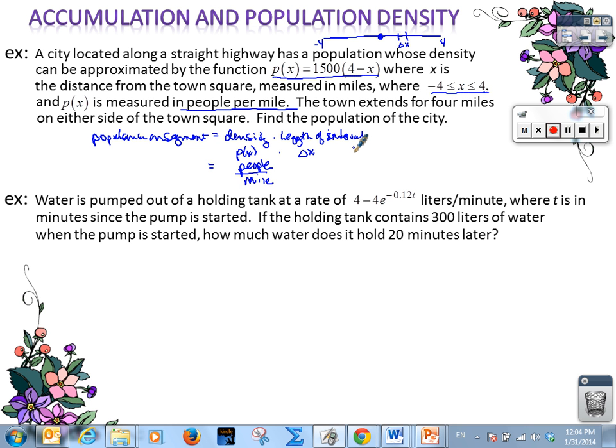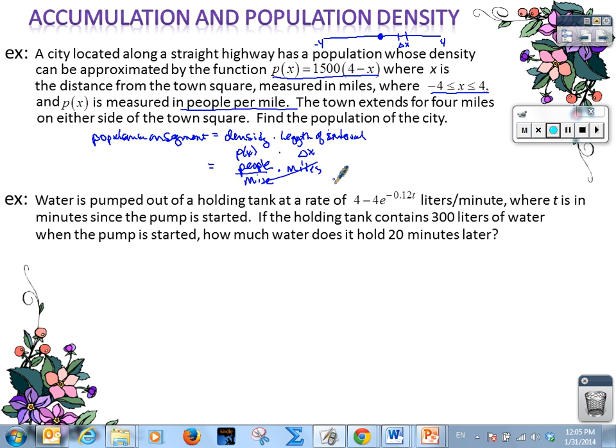And what is delta x measured in? It's measured in miles, right? So this is measured in miles, times miles, so we can see that the miles go away, and I'm left with the number of people. Now I'm doing this in a very abstract way because the one on the other page really confused people earlier today, and we need to tie them all together. So that's how we would do that.